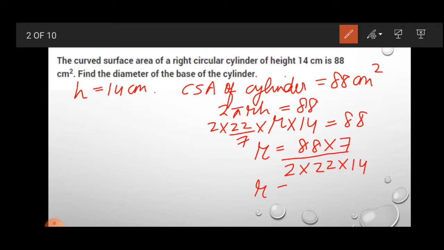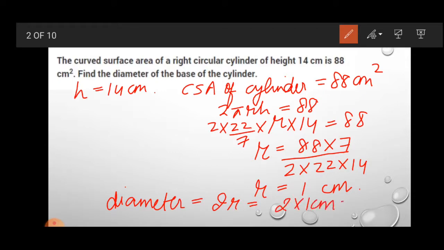On solving this, we get radius is equal to 1 centimeter. So the diameter of the cylinder is equal to double of radius, which is 2 into 1 centimeter, equal to 2 centimeter.